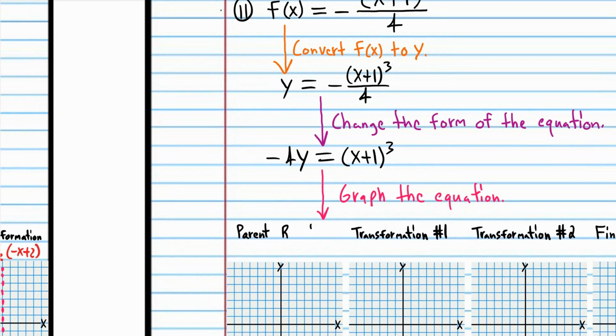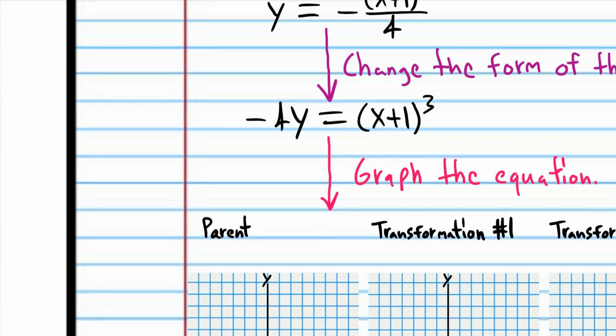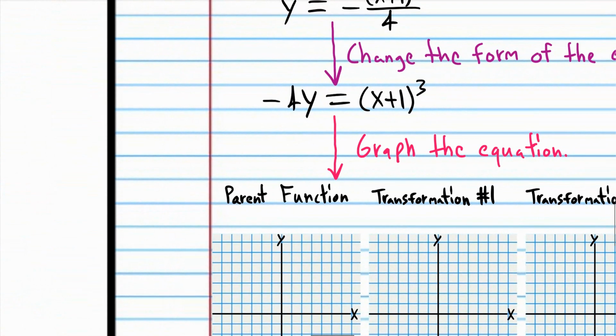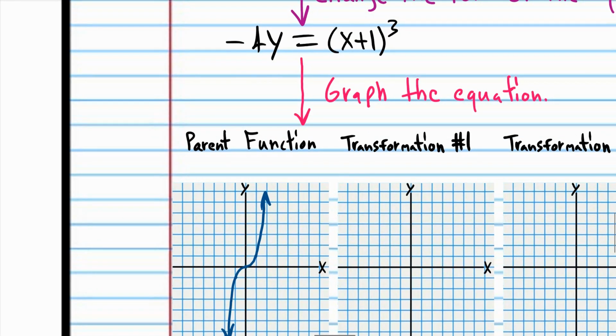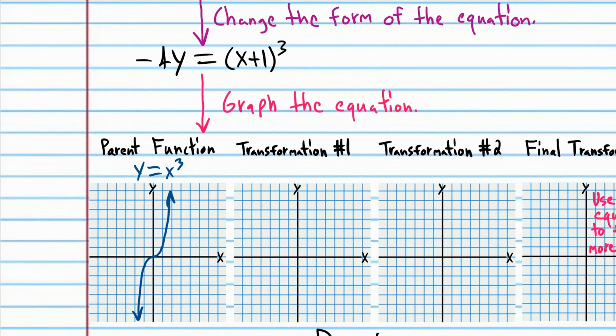And I'm going to graph the parent function. We're going to call it function instead of relation at this point. The parent function is obviously the cubic function, and the graph looks like that. And so what do we do next?